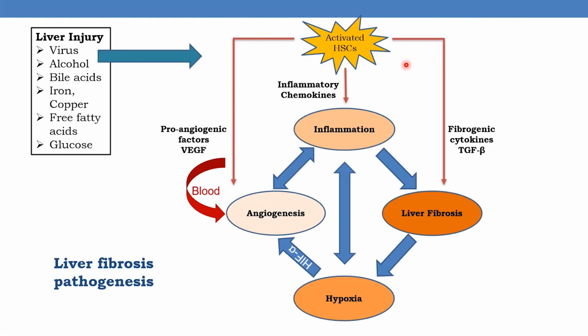These activated hepatic stellate cells lead to secretion of extracellular matrix proteins, which stimulate and trigger the liver fibrosis process. In this process, there are multiple molecular and cellular processes, including hypoxia, angiogenesis, and inflammation. These processes drive each other following an activated loop, as we can see here in this scheme, and lead ultimately to the progression of liver fibrosis.